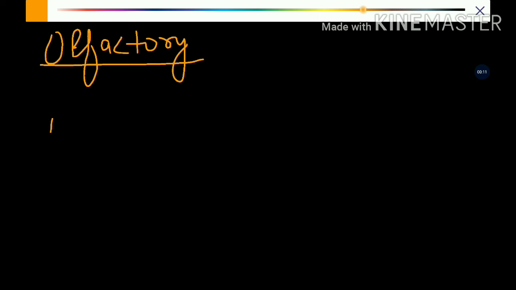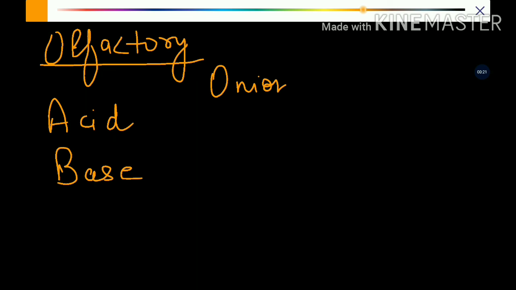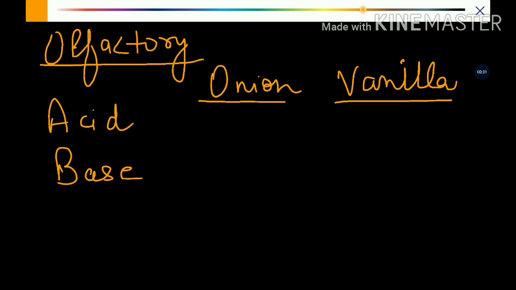The next type of indicator is the olfactory indicator. Olfactory indicators help us to distinguish between acid and base on the basis of the odor of that particular indicator in different mediums, that is acidic medium or basic medium. I have written two indicators over here. One is onion and one is vanilla. Onion has a typical characteristic onion smell, and similarly vanilla has its own particular odor.